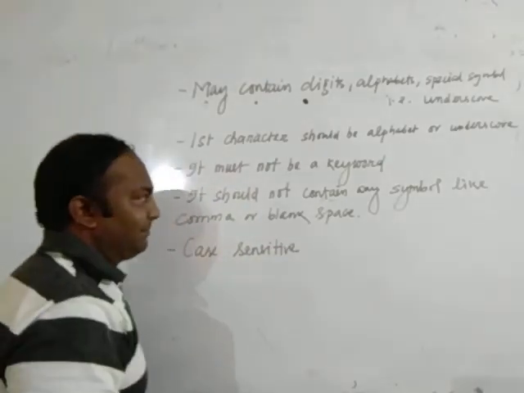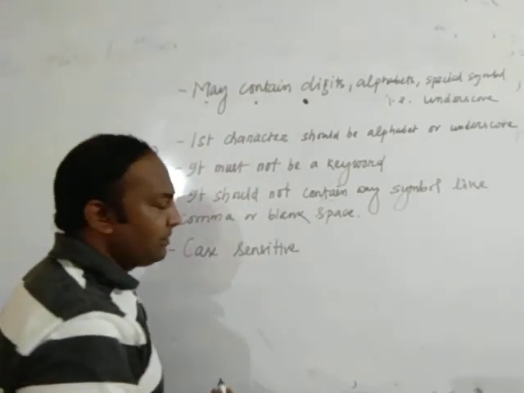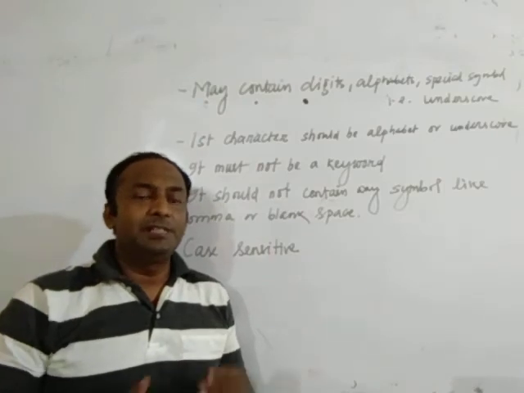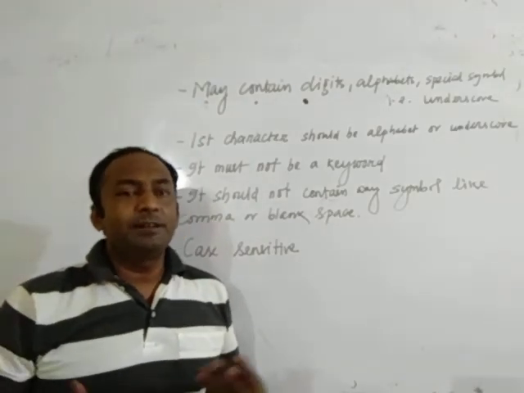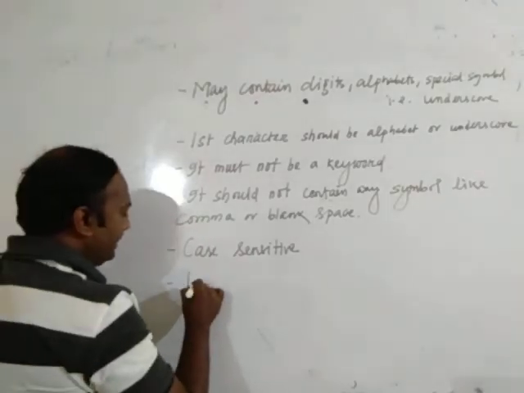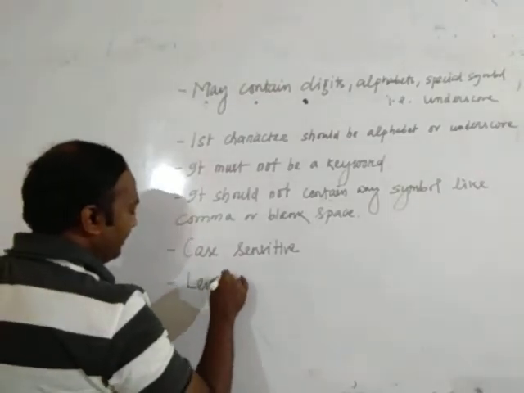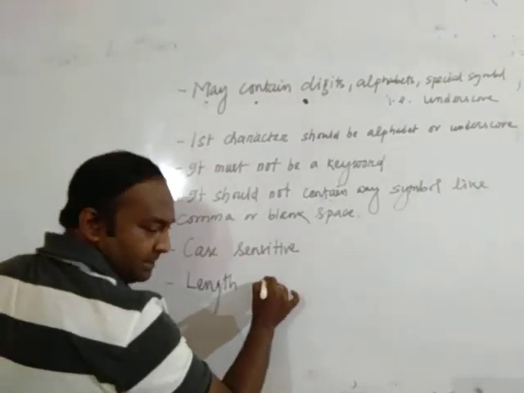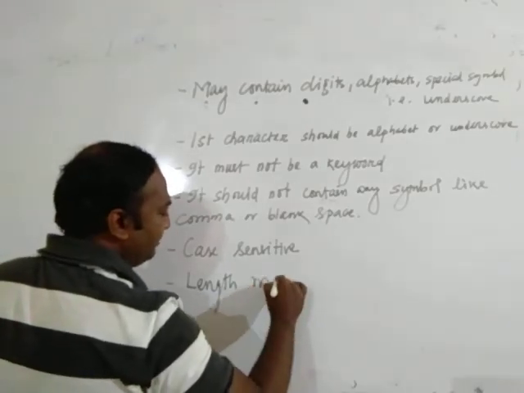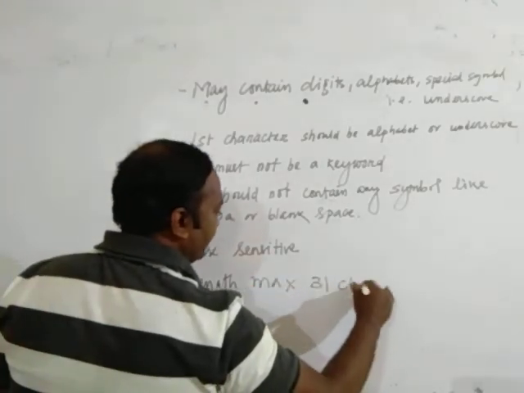It is case sensitive. That means we can write in uppercase and lowercase letters, but uppercase and lowercase letters have different meanings. Capital letters and small letters have different meanings there. The length of the identifier should be a maximum of 31 characters.